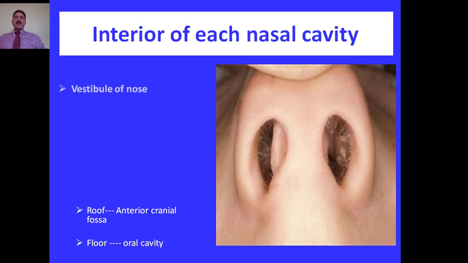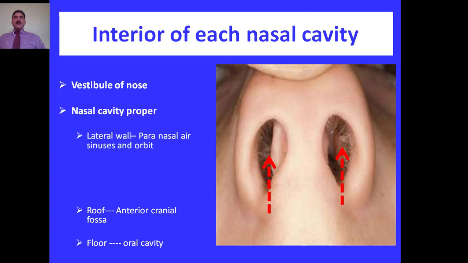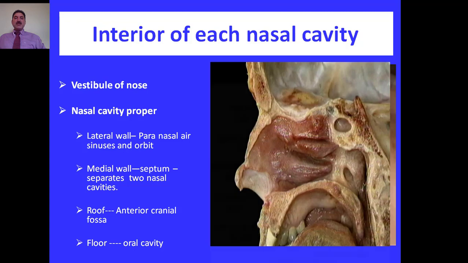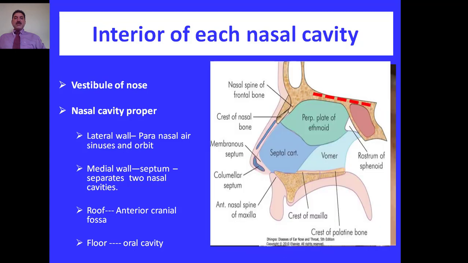Interior of each nasal cavity is divided into the vestibule and the nasal cavity proper. Vestibule is basically the hair containing part of the nose. It is lined by skin. The nasal cavity proper is lined by respiratory epithelium. Each nasal cavity has a lateral wall which separates it from the paranasal air sinuses and orbit. Medial wall, also called the septum of the nose, separates the two nasal cavities from each other. Roof separates the nasal cavity from the anterior cranial fossa, and the floor separates each nasal cavity from the oral cavity.